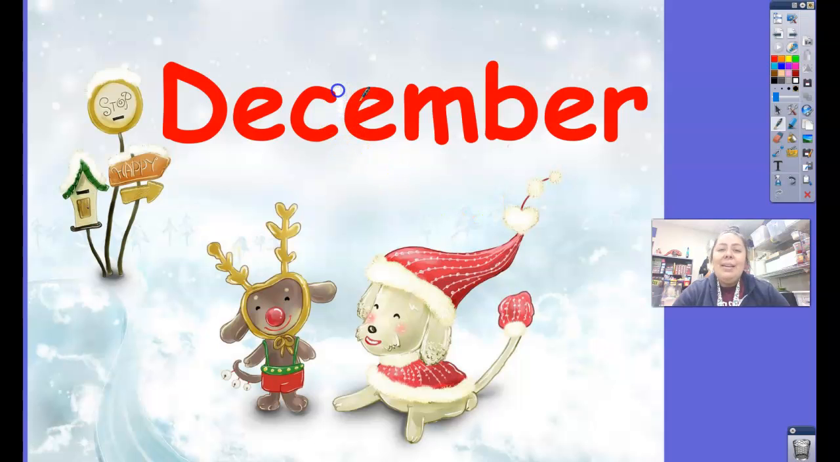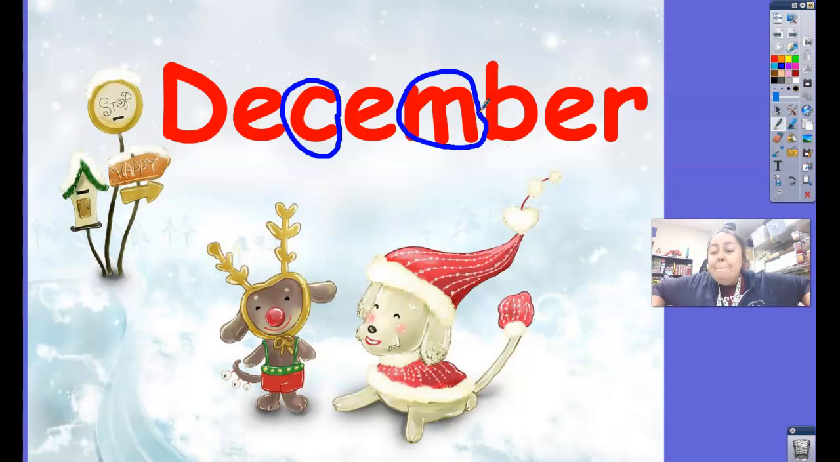Let me pick a different color because white you cannot see. What is this letter right here? It's letter C. C makes the k sound like cat. What about this letter right here? It's letter M. M makes the sound for mountains and monkey. I can always tell that it's an M because they look like mountains.